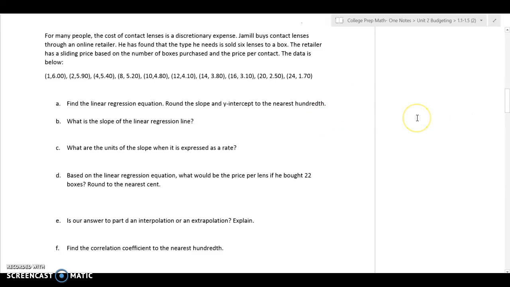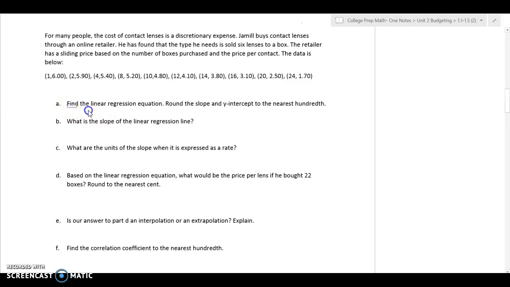All right, so it says for many people, the cost of contact lenses is a discretionary expense. Jamil buys contact lenses through an online retailer. He has found that the type he needs is sold 6 lenses to a box. The retailer has a sliding price based on the number of boxes purchased and the price per contact. Okay, the data is below. So we have to analyze this data and see what kind of trend we have.